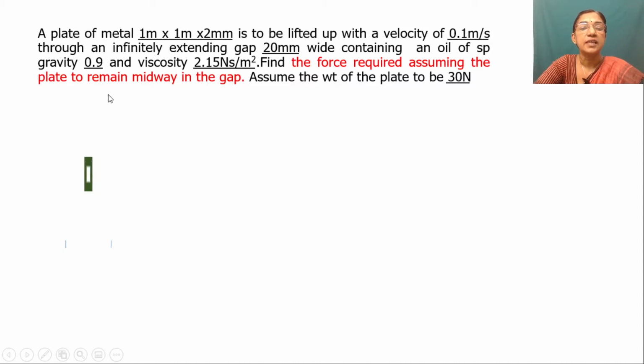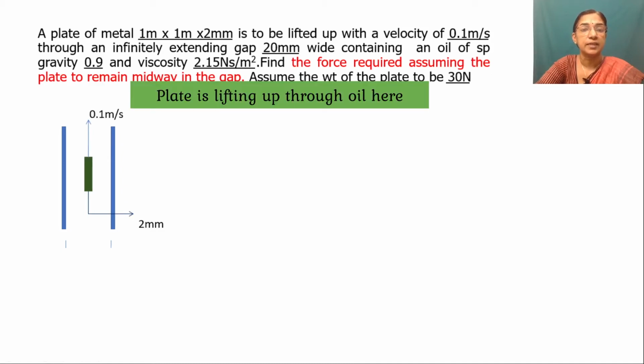Here a metal plate we are suspending within the fluid, and this plate is moving with a velocity of 0.1 meter per second, and we are interested to keep this plate at the middle of the gap. So the gap is filled with an oil of specific gravity 0.9. Remember, here specific weight is not given but specific gravity is given. The purpose of this problem is to find out the force required, assuming the plate remains midway in the gap. So if we want to keep the plate at the middle of the gap, how much force is required?